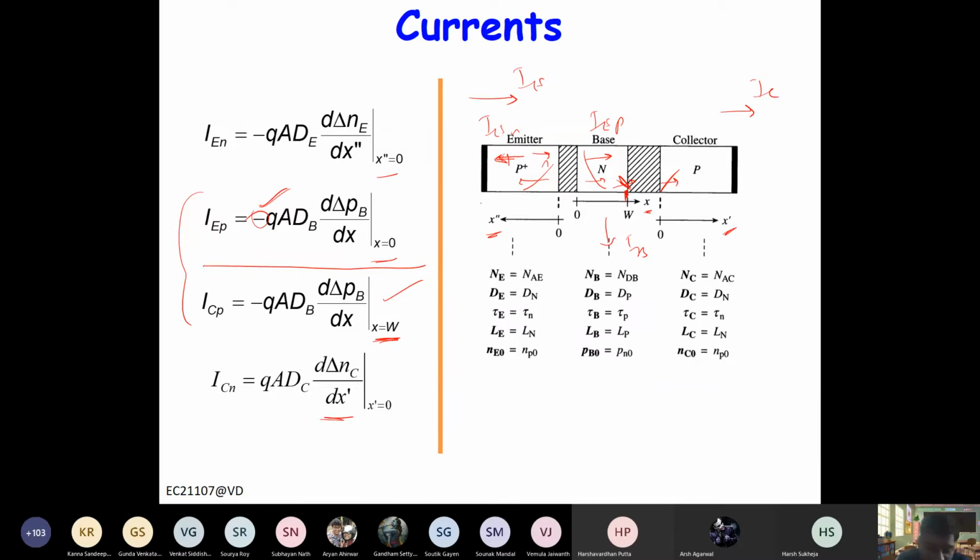Now please remember these components: I_EN, I_EP, I_CP, I_CN. I_EN is the slope here due to injected electrons. I_EP is the slope here due to injected holes. This is I_EP. I_CP is again the slope of the hole at the end of the base. And I_CN is the slope here, right? So your I_E will be I_EN plus I_EP. I_C will be I_CN plus I_CP, right? And I_B will be of course the difference of I_E minus I_C.